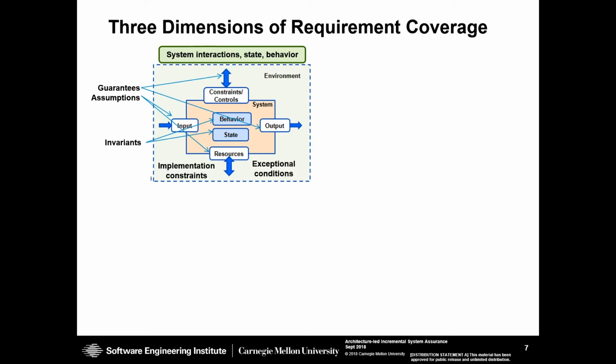On the inputs, those are often then referred to as assumptions. On the outputs, sometimes they're referred to as guarantees. The utilization of resources, like the assumptions we are making about availability of networks and compute resources and so on.